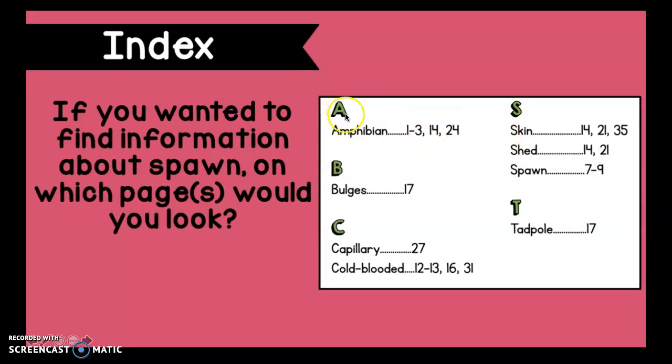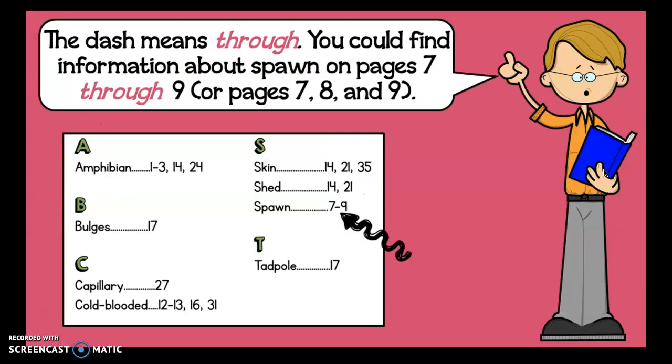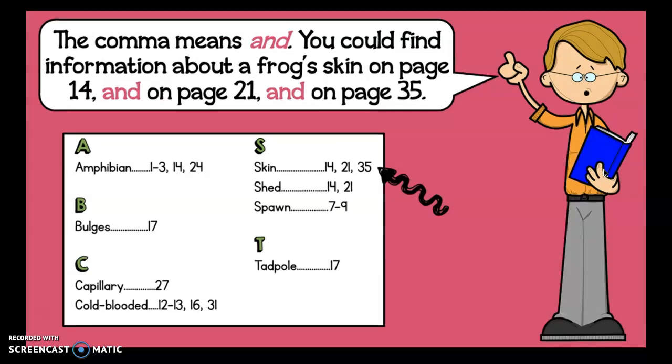So let's go in alphabetical order, A, B, C, S. Now we're going to find spawn. So pages, we would look 7, the dash means through, so it would be on pages 7, 8, and 9. Okay, so pages 7 to 9. The dash means through, so you can find information about spawns on pages 7 through 9 or pages 7, 8, and 9. Now, the comma means and, so you could find information about a frog's skin on pages 14 and 21 and on page 35.